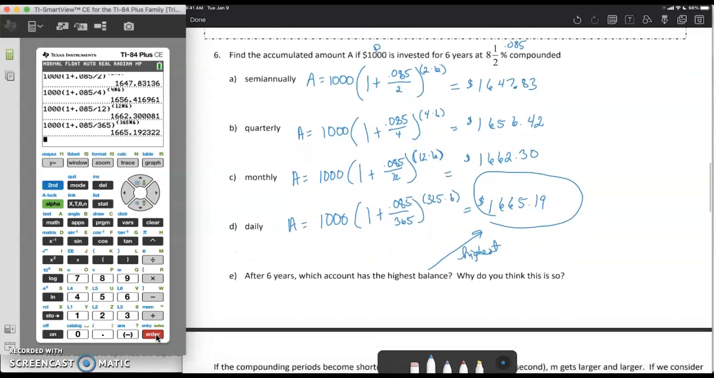And why would that be so? Why would it be that the more often you compound it, the more you actually make? So my answer for this is that you're earning interest on interest the most often. So you're earning interest on money that wasn't even yours to begin with the most often. That's the best bet. If all things are the same, considering if you're looking for an investment, if everything's the same across the board except for the compounding, choose the one that gets compounded the most often.